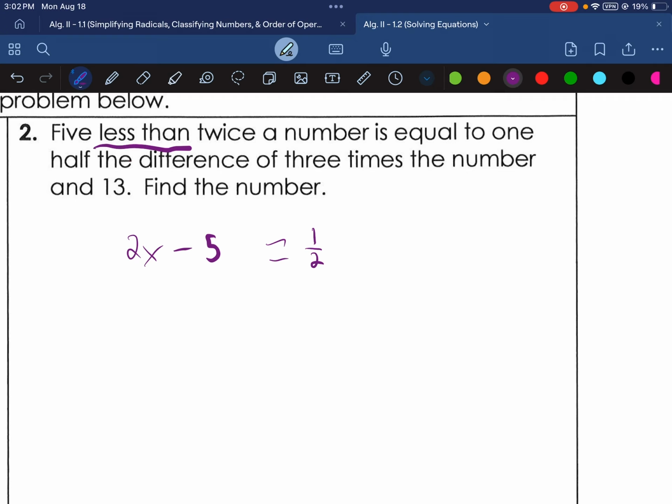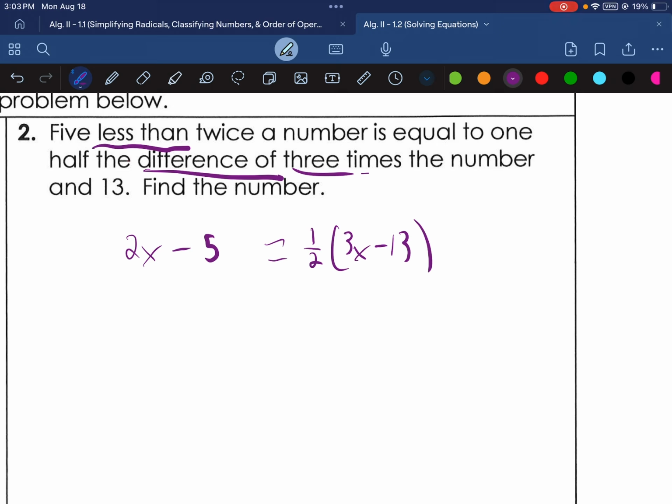Half the difference of 3 times the number and 13. So half is 1/2. Difference means subtraction. So 1/2 times subtraction, meaning difference is the result of subtraction, so we have to subtract first. So how we know subtraction would come before multiplication, because when you're doing half, you're multiplying by 1/2 or dividing by 2. You have to put it in parentheses to tell us this subtraction is coming first. 3 times the number, the same one we used, and 13. So we're doing 3 times the number minus 13.